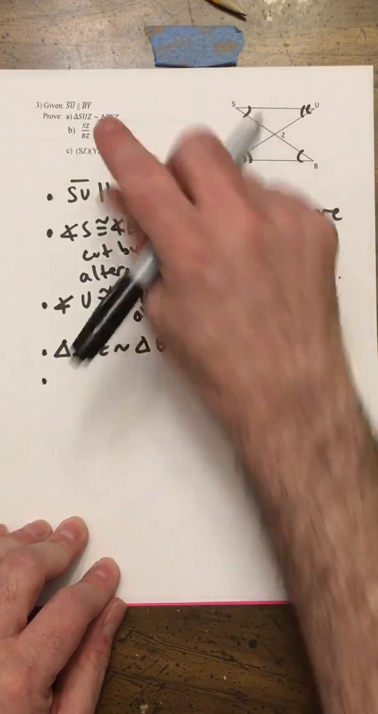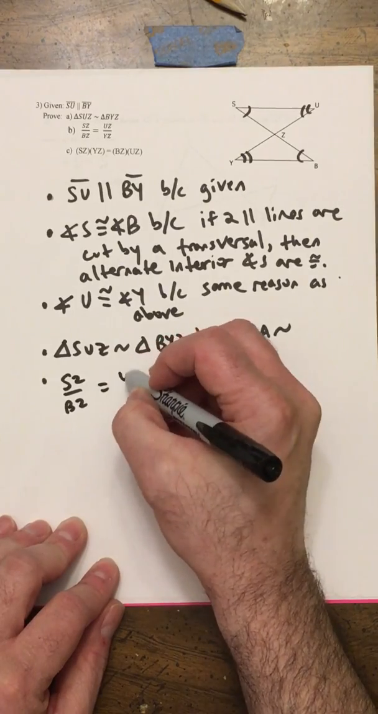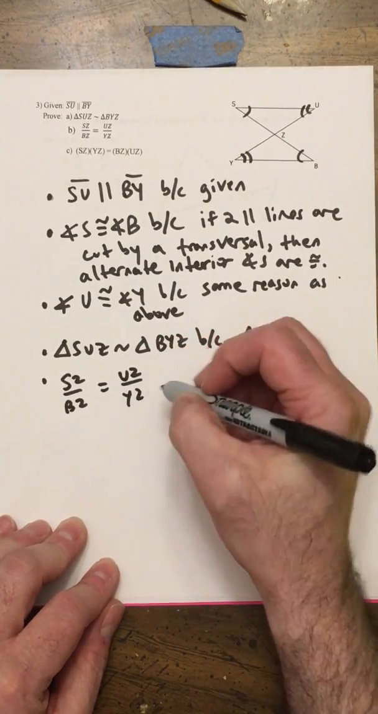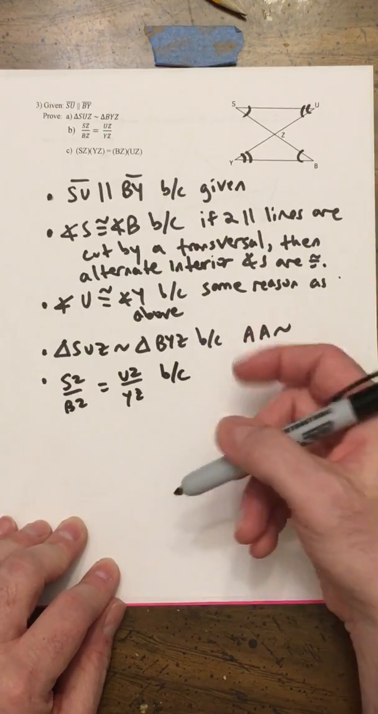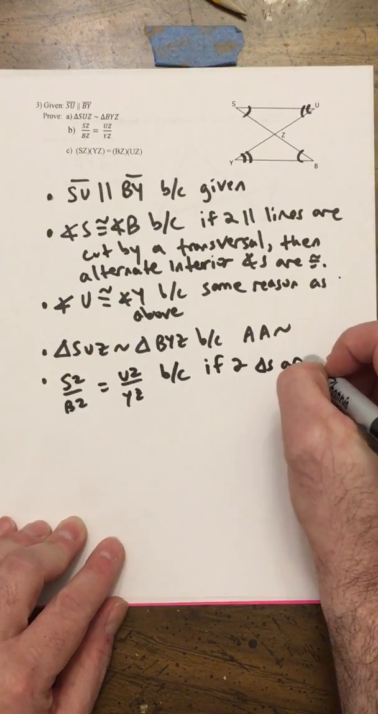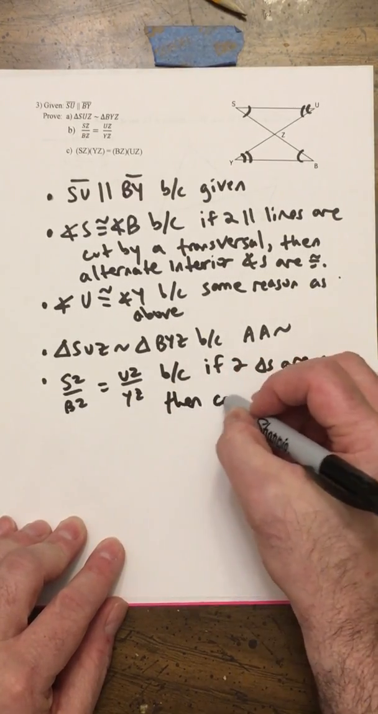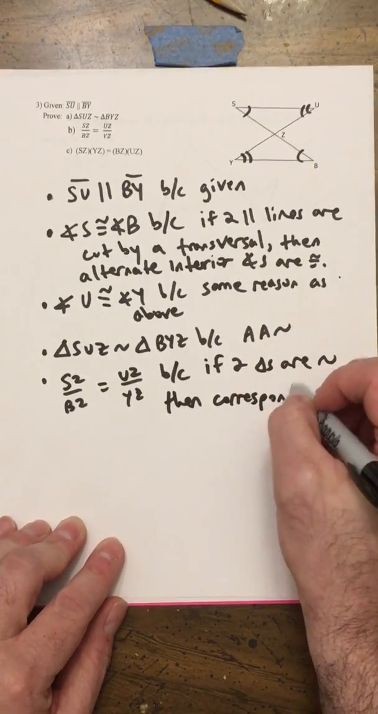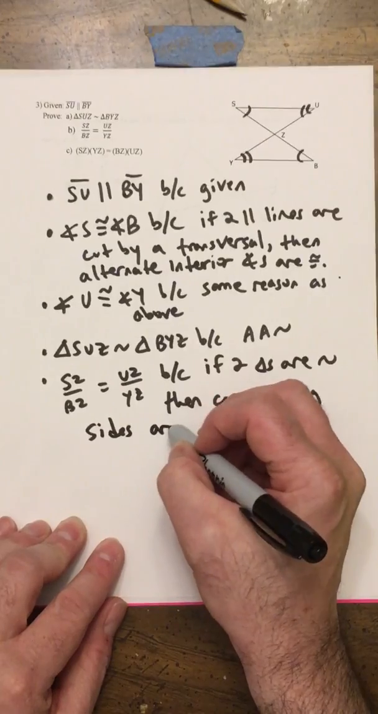Now we're ready for the proportion. SZ over BZ is equal to UZ over YZ, and we know the reason. You should be able to pause the video and write it down yourself. If two triangles are similar, I'll use the symbol for similar here, then corresponding sides are in proportion.